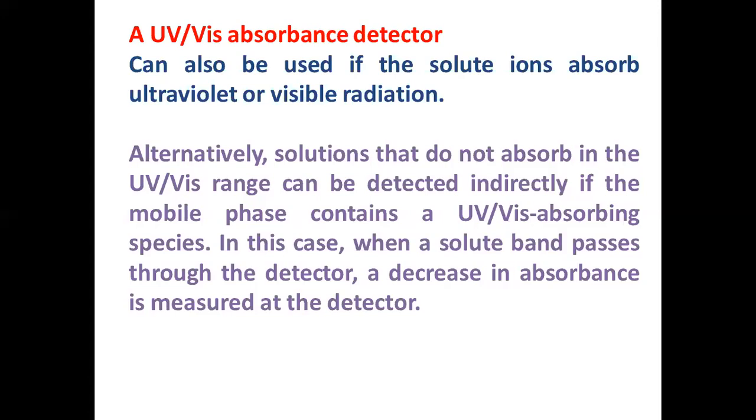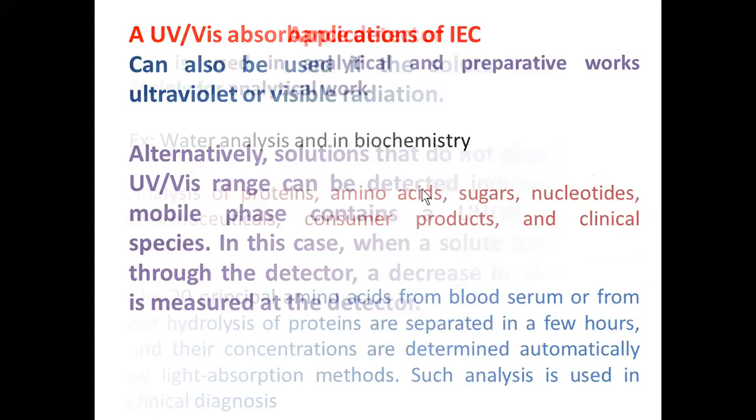If the mobile phase has the capability to absorb light radiation belonging to the UV or visible region, in the presence of solute, it is going to be diluted. Therefore, definitely the absorption or transmission is going to vary. So this varied absorption or transmission is due to the solute present in the mobile phase. So these types of detectors are also used in the ion chromatographic technique.